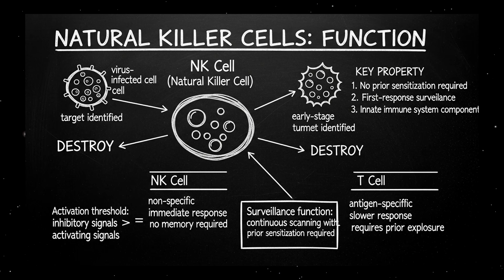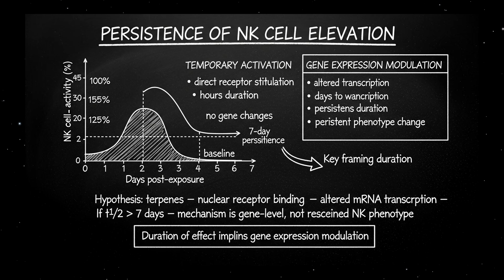NK cells are the immune system's first response surveillance cells, responsible for identifying and destroying virus-infected cells and early-stage tumor cells without requiring prior sensitization. The increase in their activity persisted for up to 7 days following a single exposure, a duration that suggests the terpenes are modulating gene expression in the NK cells, not just temporarily activating them.